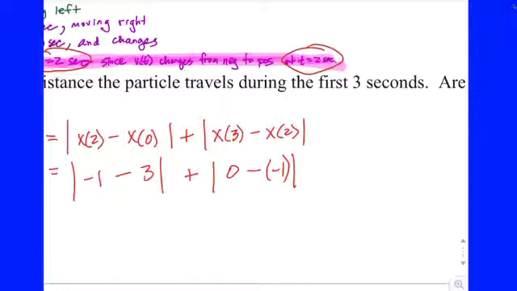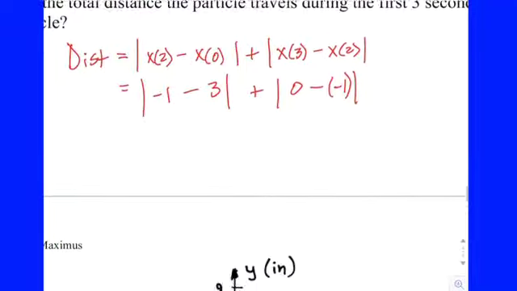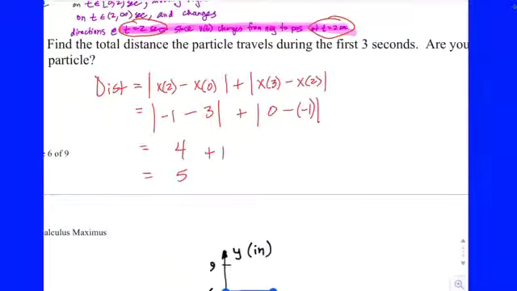So you can kind of tell the story here very basically. It went to the left 4 units, and then it turned around and came to the right 1 more unit. All right, so left 4, right 1 is a displacement of negative 3. But what's the total distance it traveled to do that? 4 plus 1 is 5. It traveled 5 total units to net 3 to the left. All right, so that's how you find distance traveled from the position function.